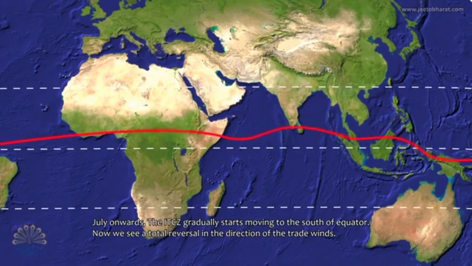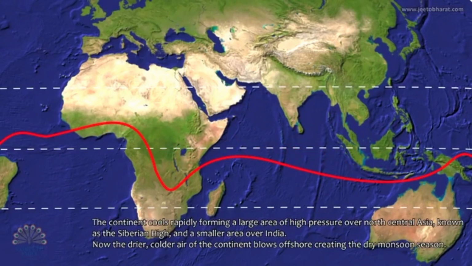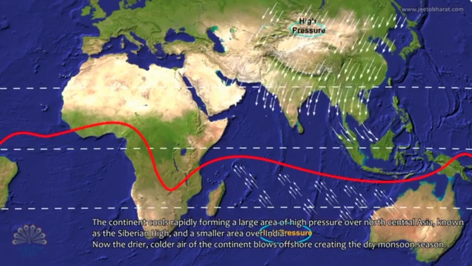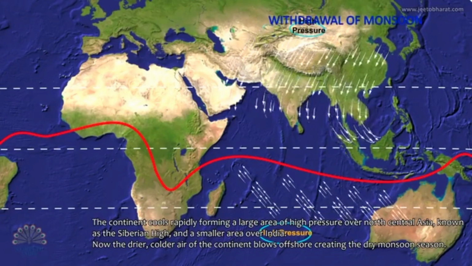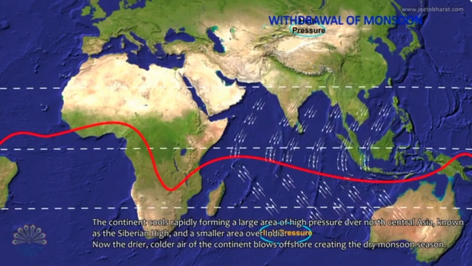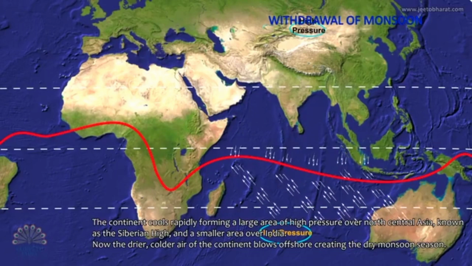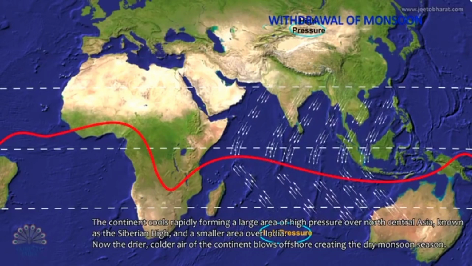Now we see a total reversal in the direction of the trade winds. The continent cools rapidly, forming a large area of high pressure over North Central Asia, known as the Siberian High, and a smaller area over India. Now the drier, colder air of the continent blows offshore, creating the dry monsoon season.